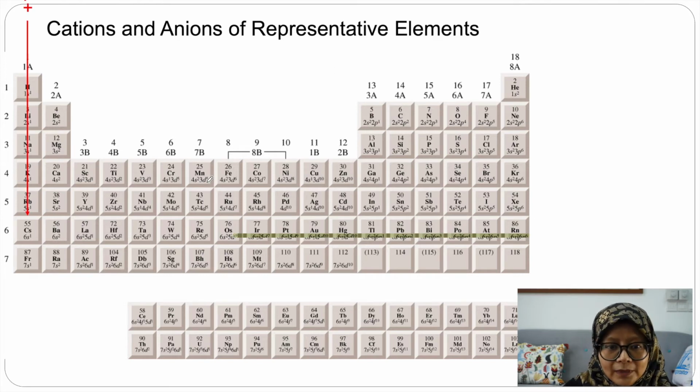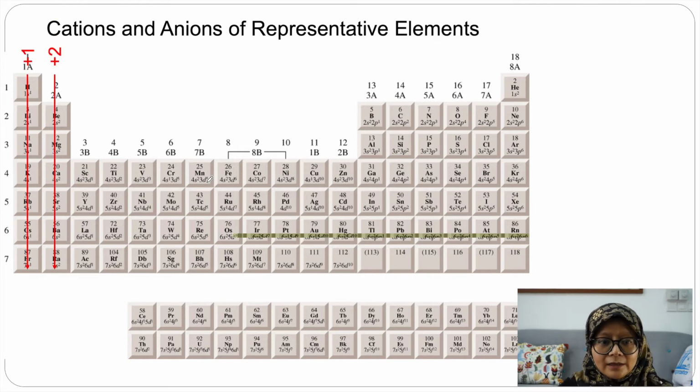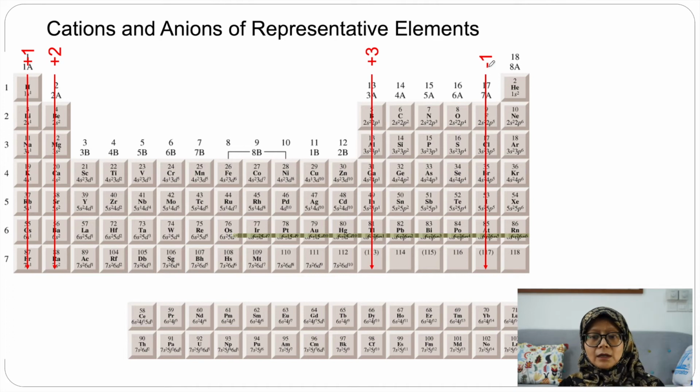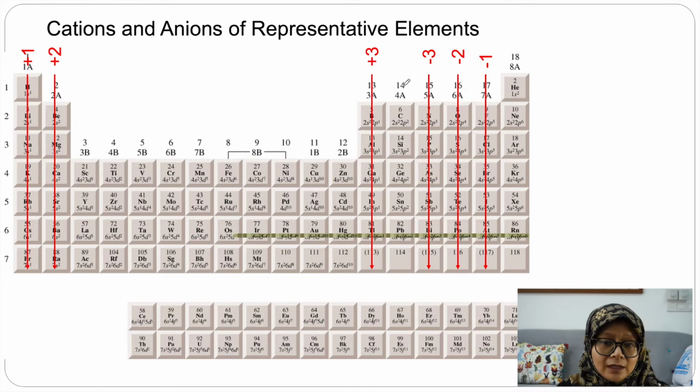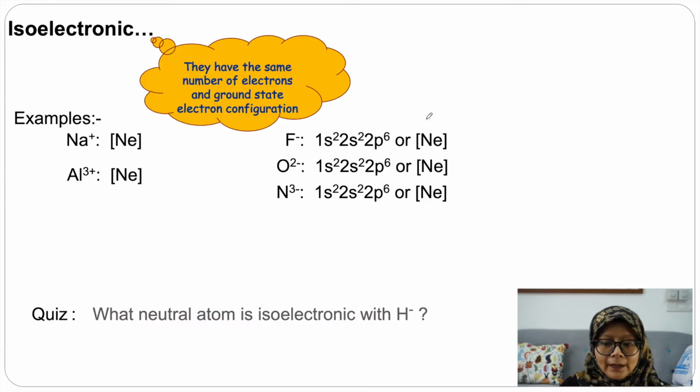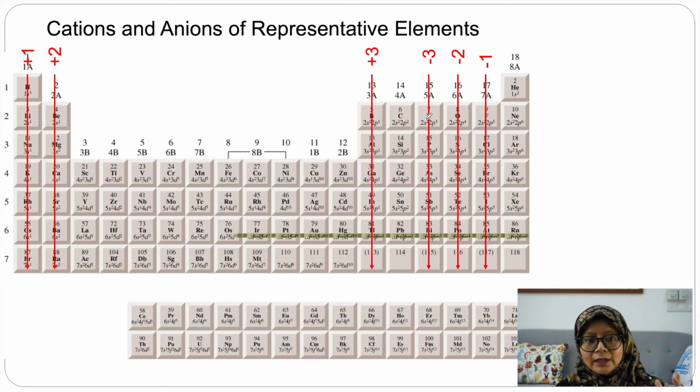This is positive 1, this is positive 2, this is positive 3 because they lose 3 electrons. Then group 17 is negative 1 because they receive 1 electron, and group 16 is negative 2, receiving 2 electrons. Group 15 receives 3 electrons, for example nitrogen, like I have shown you before. That's all for the cations and anions.